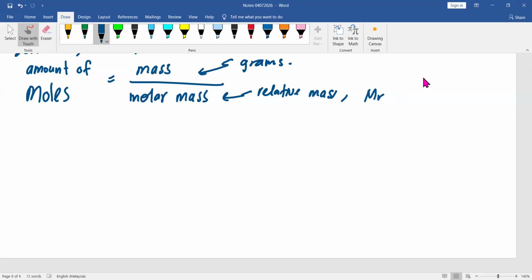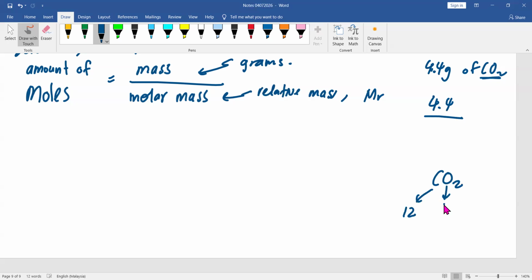For example, if I give you 4.4 grams of carbon dioxide, how many moles is that? How do you count that? Because I give you in the unit of grams, what do you do? Mass over the molar mass of carbon dioxide. You look at the periodic table, carbon is 12, oxygen is 16, and times 2. Add it all together, this gives you 44. So 4.4 over 44 is 0.1 mole. You've done this in school already? Okay, so it's the easy part.